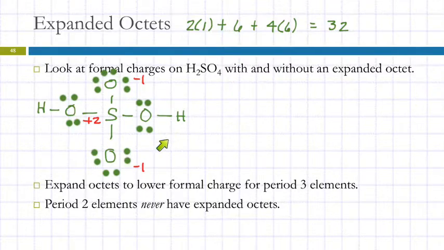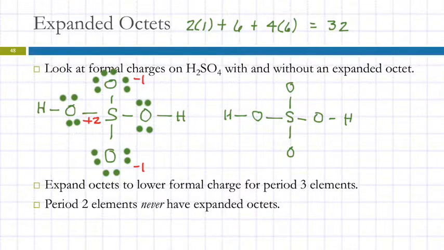So here's sulfuric acid without an expanded octet. Let's do it with an expanded octet. Oops, that's not what I meant. What did I do? Okay, that's better. So sulfur, oxygen, hydrogen, oxygen, hydrogen, oxygen, oxygen.